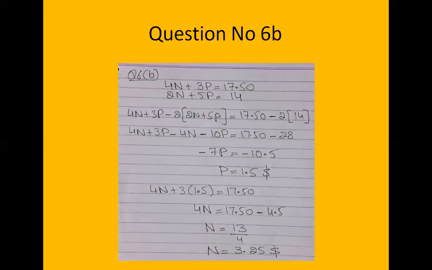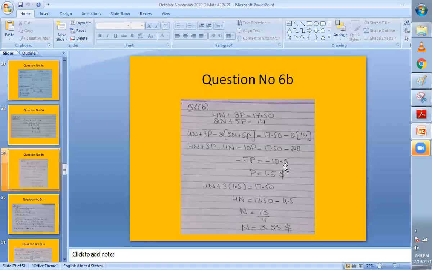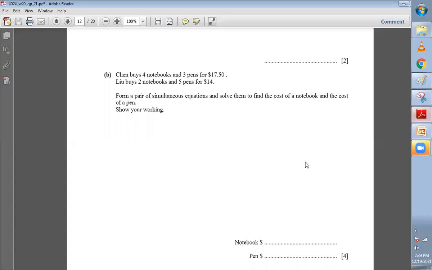So this is question number 6. B part is a 4-mark question. Hopefully you understand. You can see its marks are 4.